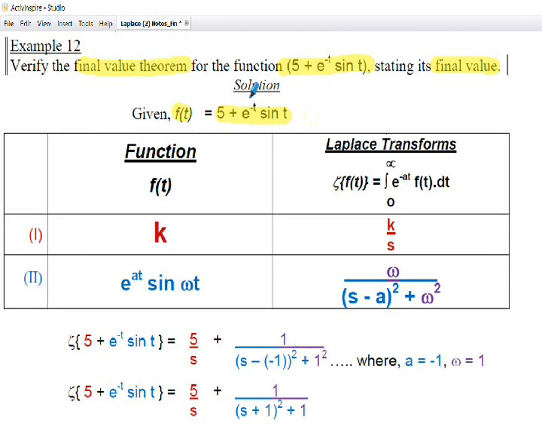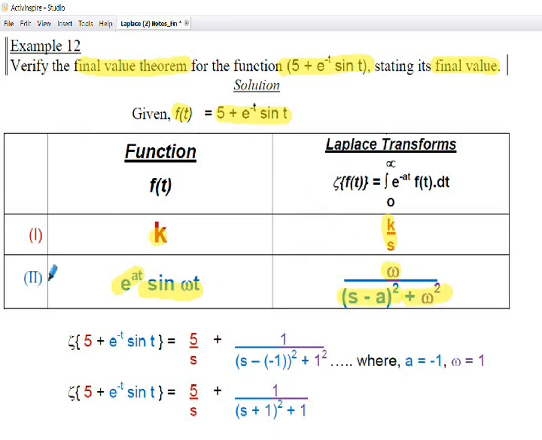I've included an extract here from the Laplace transform table just for convenience. It shows the 2 Laplace transforms we're interested in this example. First one is a constant. When we find the Laplace transform of a constant, it simply becomes k upon s. And if we've got a function e to the at multiplied by sine omega t, we're told that the Laplace transform is omega upon s minus a all squared plus omega squared.